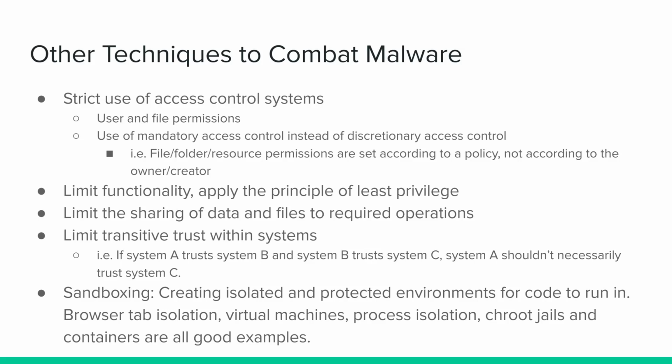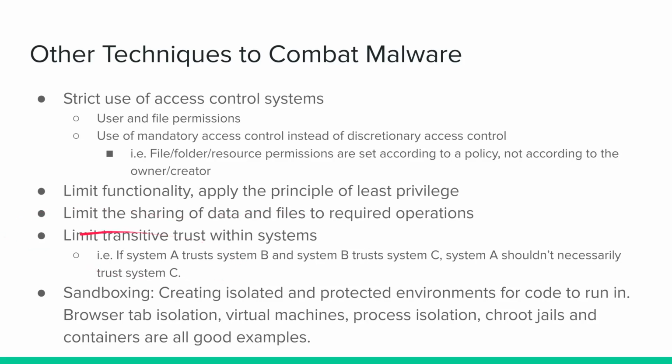Again, we're limiting the availability and the things that malware can do to spread itself or to make impacts with its payload. We can limit the sharing of data and files to only required operations. So only things that need to access the database are permitted to access the database. We can also implement row level access control so that if something does get in and starts encrypting our database, maybe it can't encrypt all the rows in the database.